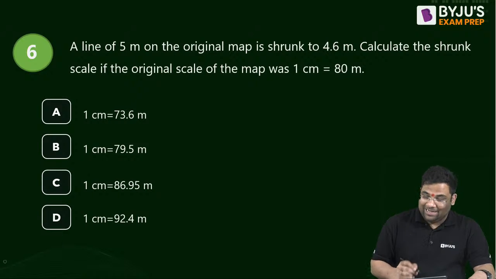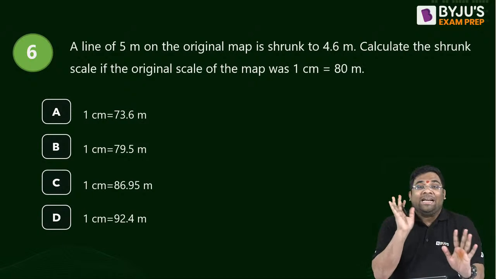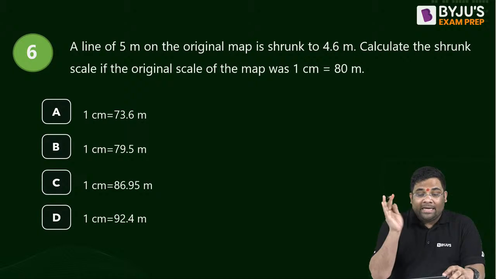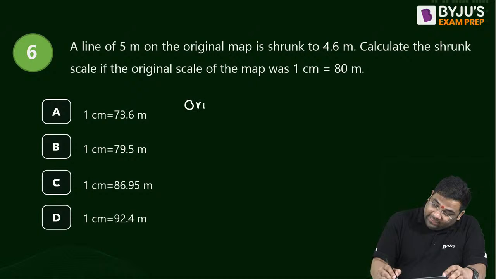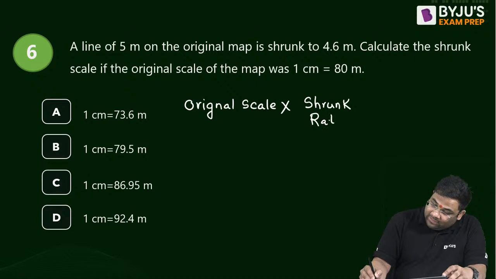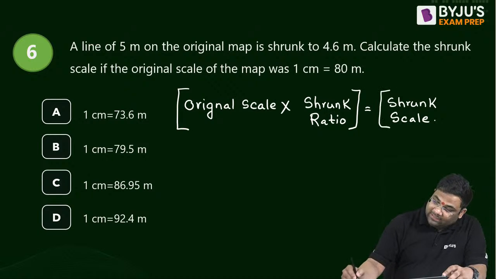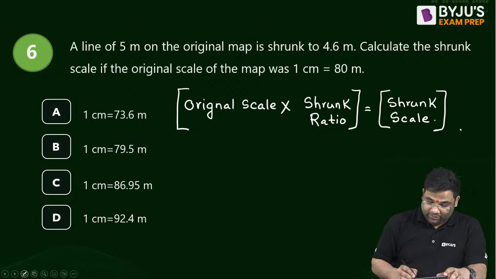Okay, this is shrunk scale. You see, all these questions are standard questions which they ask and people get confused, and therefore I am revising them. Here the formula is, remember: the original scale into the shrunk ratio is equal to the shrunk scale. The original scale when you multiply with the shrunk ratio, you will get what? The shrunk scale. Right?